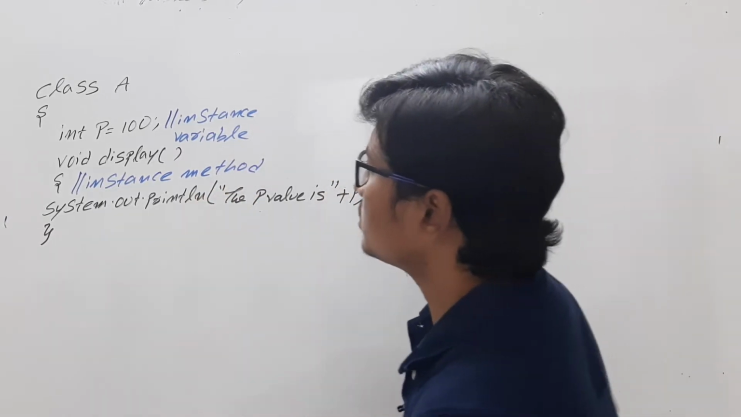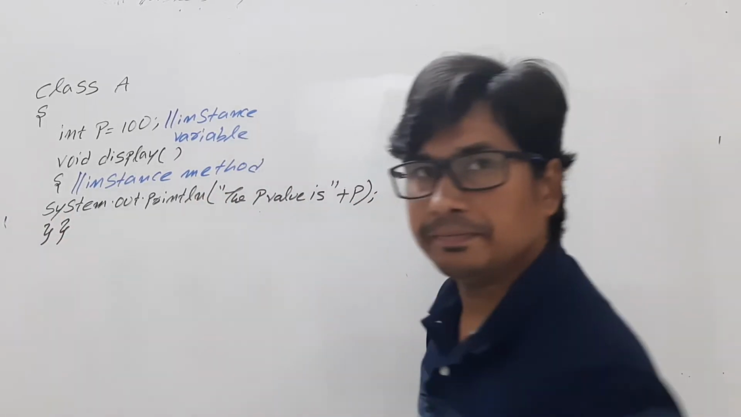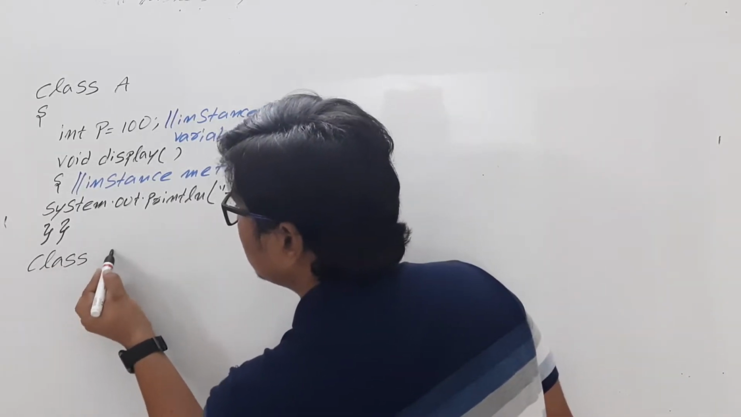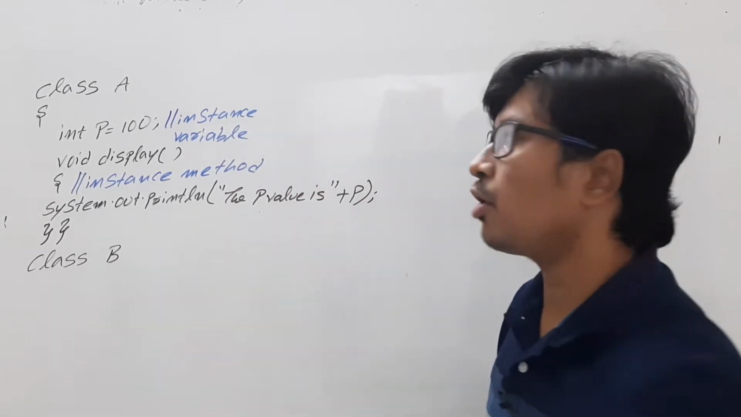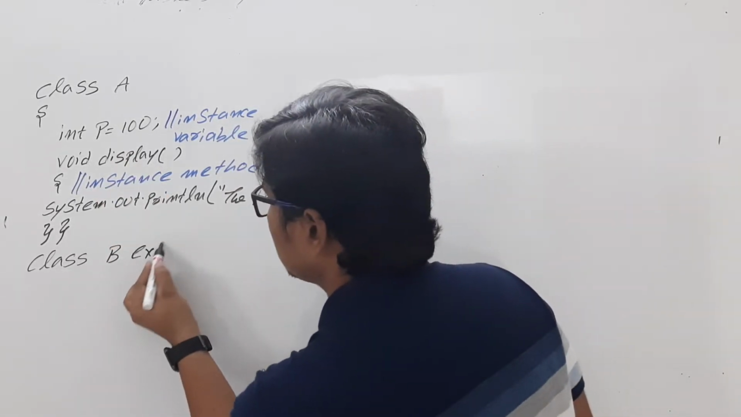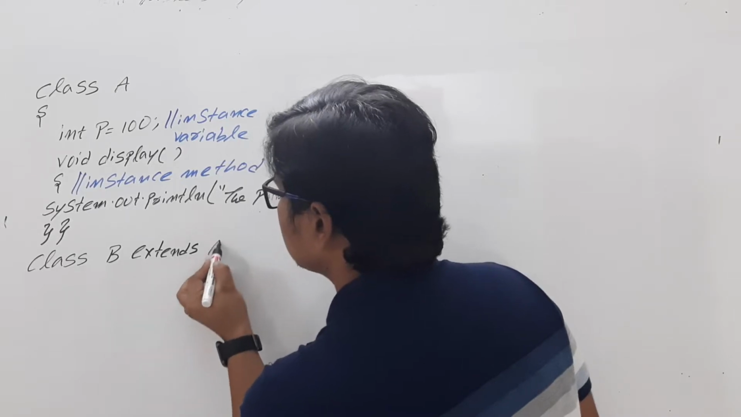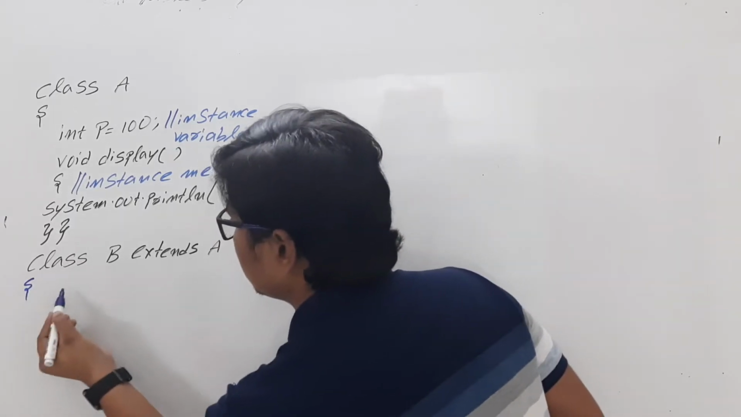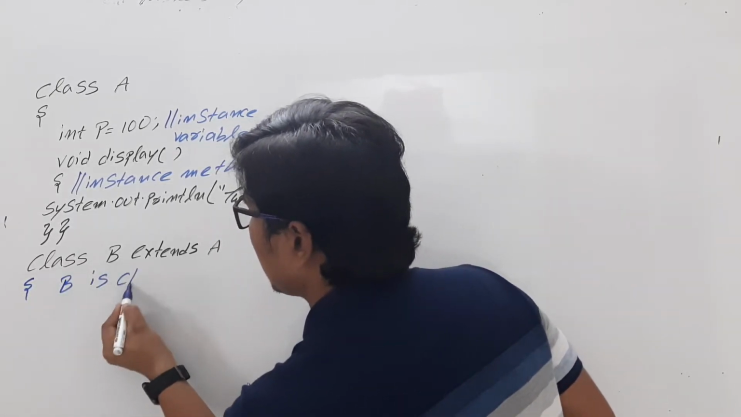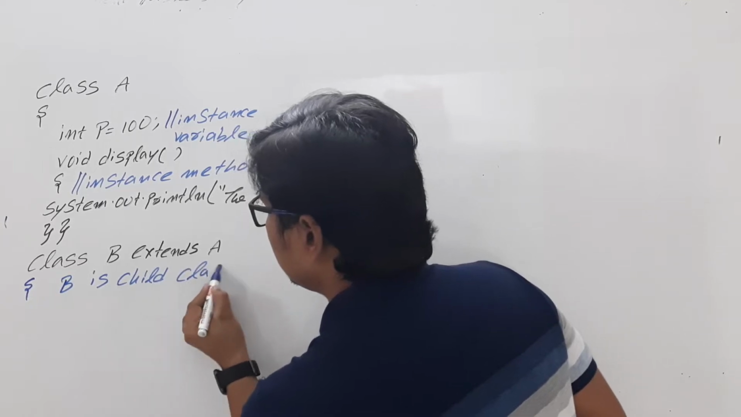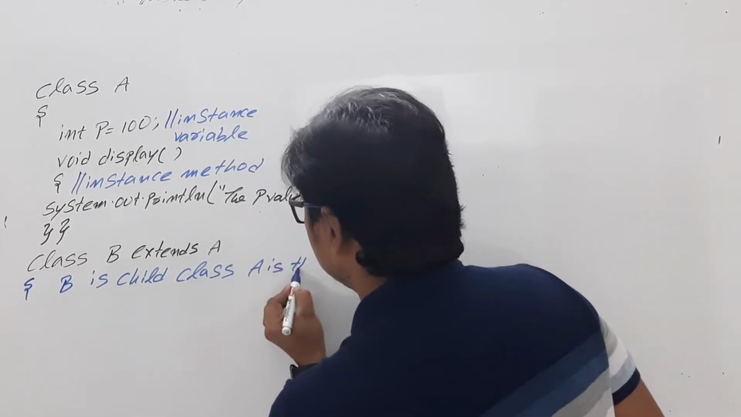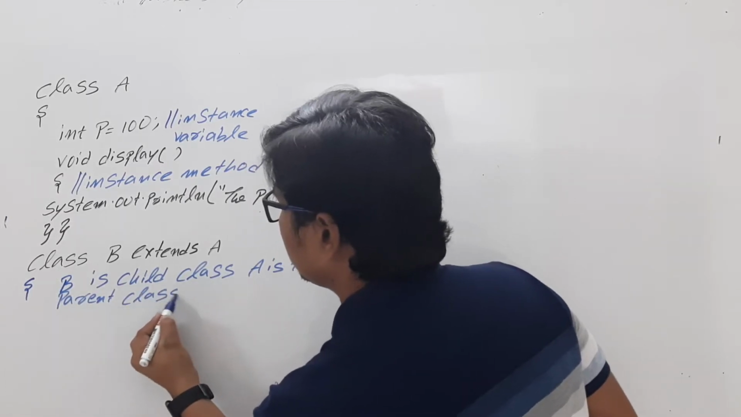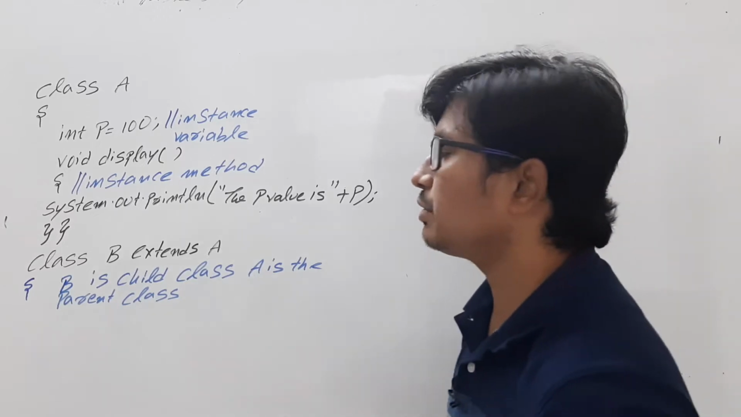Now let me close the class A. Now what I will do, I will define the class B, and I want to extend the properties of class A. So class B extends class A. Now what is the meaning? The class B is the child class, A is the parent class. So the properties which are there in the parent class will be derived to the child class.